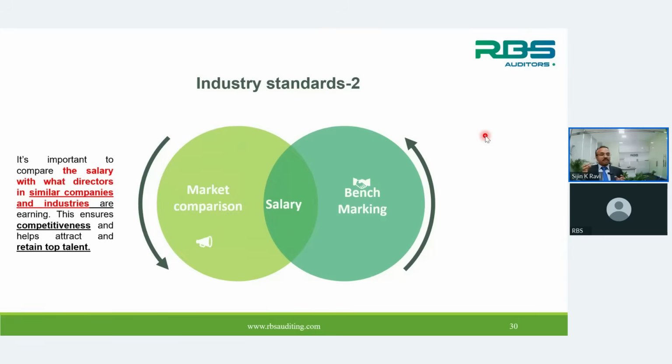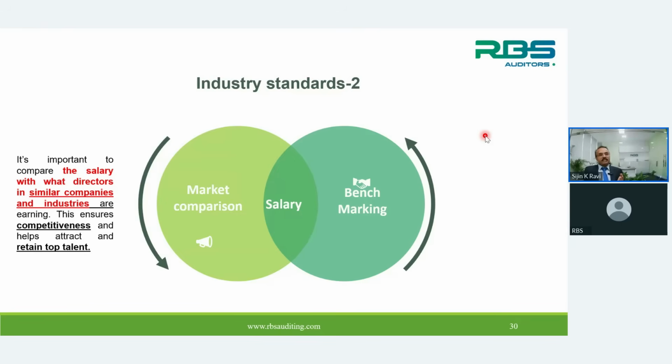So it is important to compare the salary of what directors in similar companies in the industry are earning. That means you have to see the competitiveness in the industry, independent industry, and what salary is given in the similar industry. For example, if you are taking the automotive industry, then you have to select the automotive industry independent company.